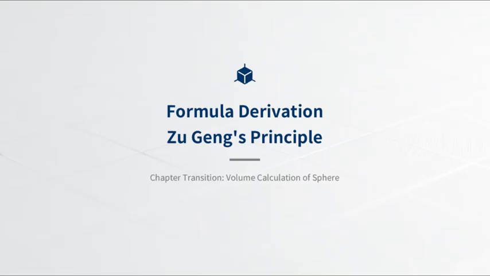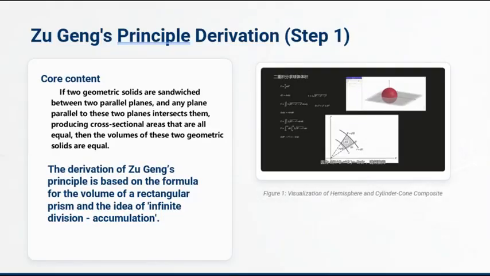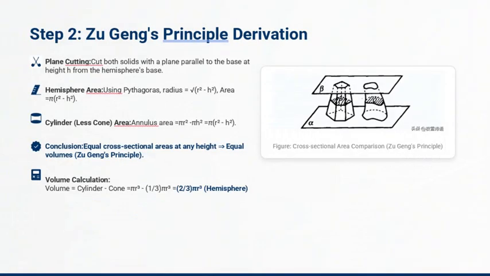Next, let me introduce the formula derivation using Zu Geng's principle. First, the core content of Zu Geng's principle is that if two geometric solids are sandwiched between two parallel planes, and any plane parallel to these two planes intersects them, producing cross-sectional areas that are all equal, then the volumes of these two geometric solids are equal. And now, let's watch a video animation demonstration to learn more about this principle.